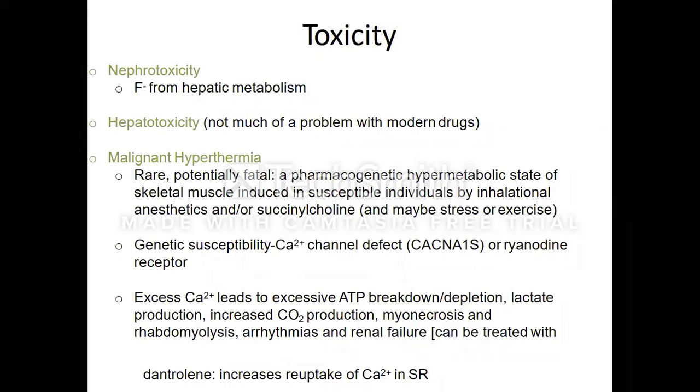Then how to treat it? You have learned a drug called dantrolene, which increases the reuptake of calcium into the sarcoplasmic reticulum. We can use this drug for the treatment of malignant hyperthermia.